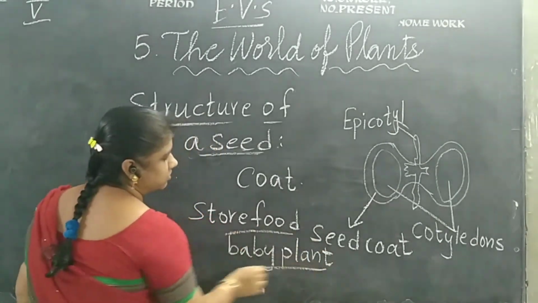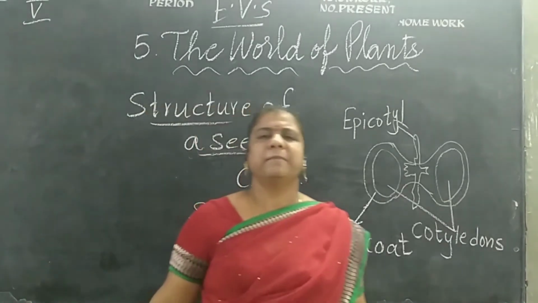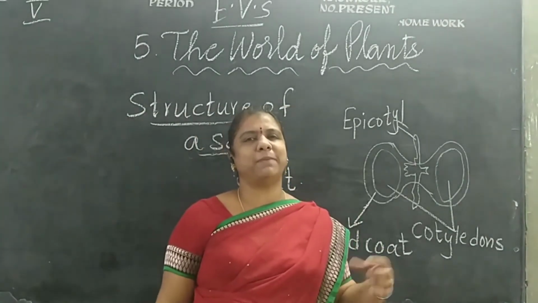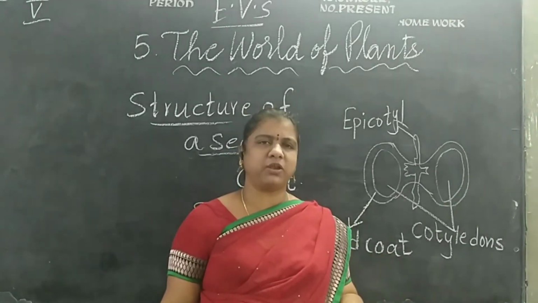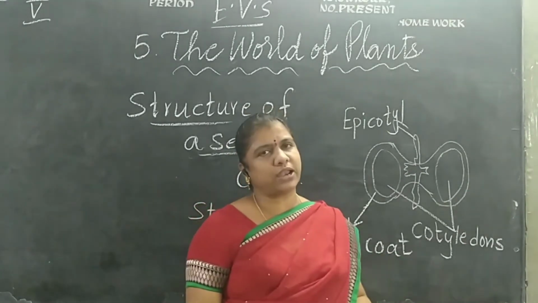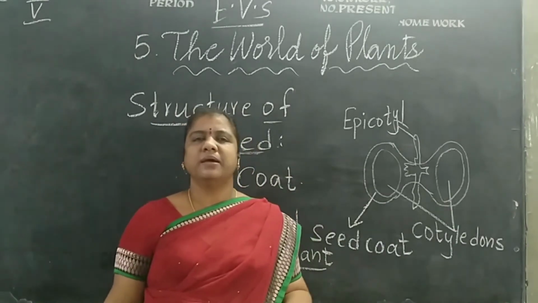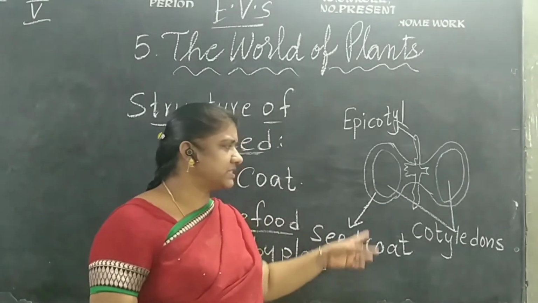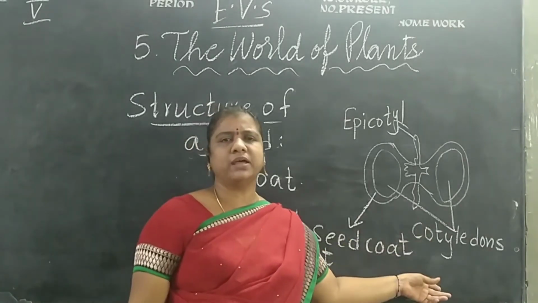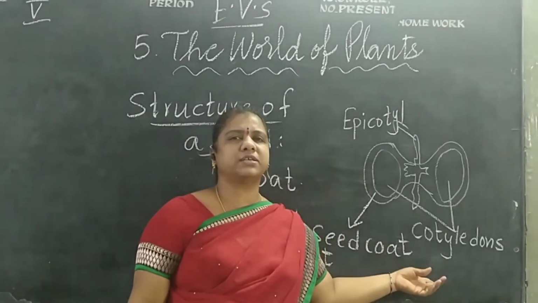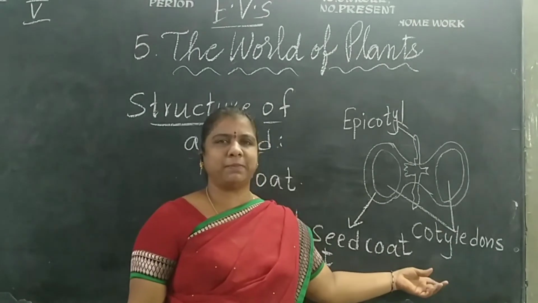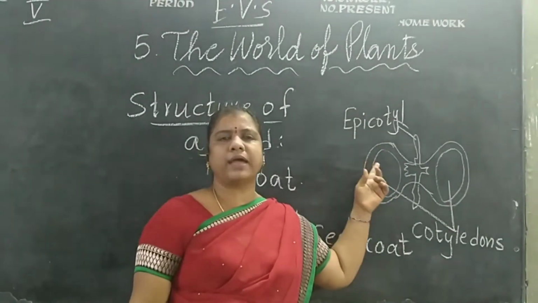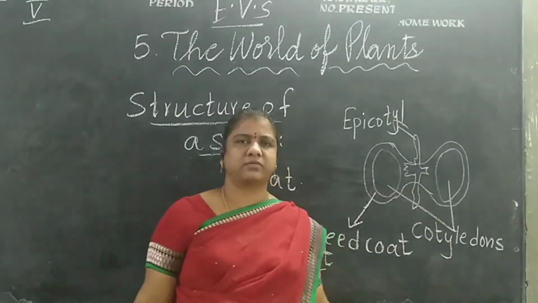Between the seed leaves grows the baby plant, and it has a baby root and a baby shoot. It is called the embryo. See children, this is the seed coat which covers, and the plant grows from the cotyledons. They store the food for the baby plant. Okay children?